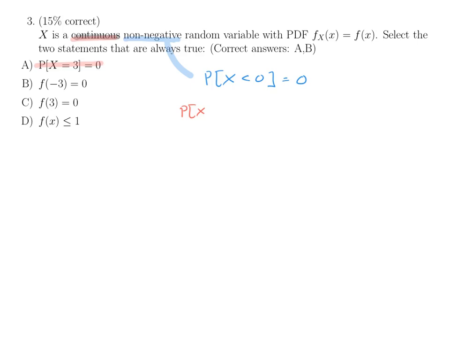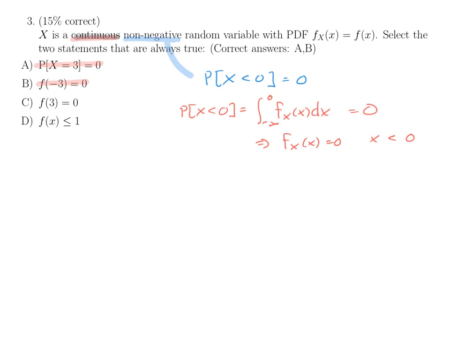Okay, so the probability x is less than 0 for a continuous random variable is the integral from minus infinity to 0 of the PDF, right? And this is going to be 0, and because the PDF is non-negative, it says that the PDF is 0 for x less than 0. And so the other true statement is B. The PDF at -3 has to be 0 because there is no probability for negative x.